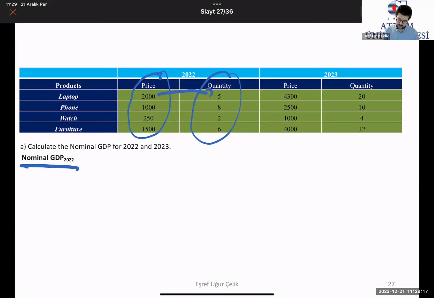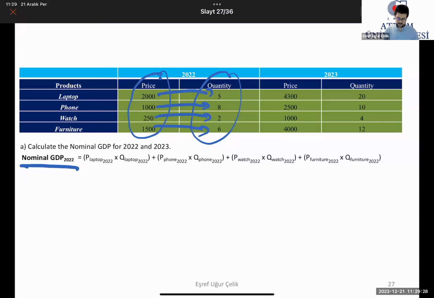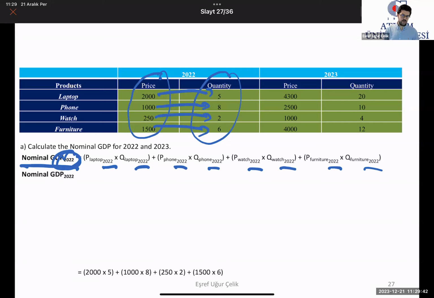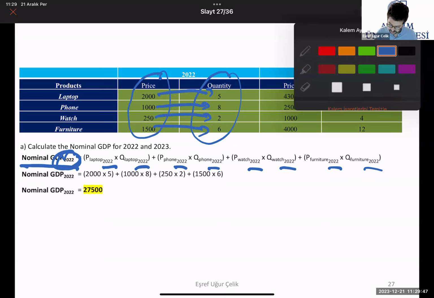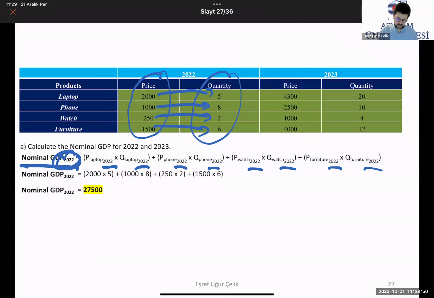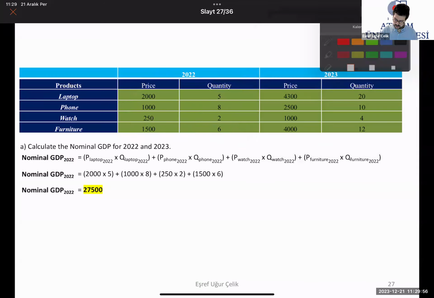So 2000 multiply 5, 1000 multiply 8, 250 multiply 2, 1500 multiply 6. For the price, what year did I ask? I asked 2022. And for the quantity, again, what year did I ask? Okay, so that's all, and the answer is 27,500.